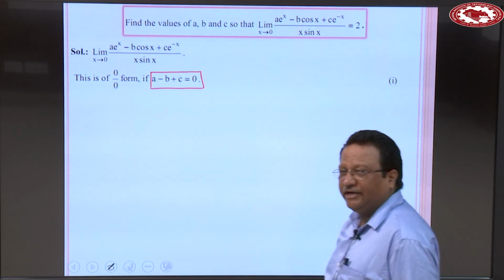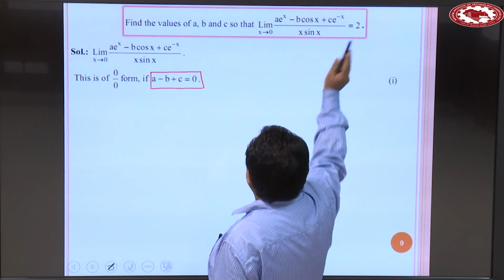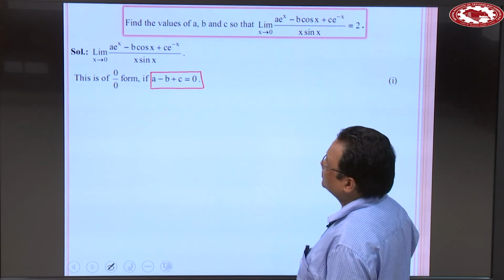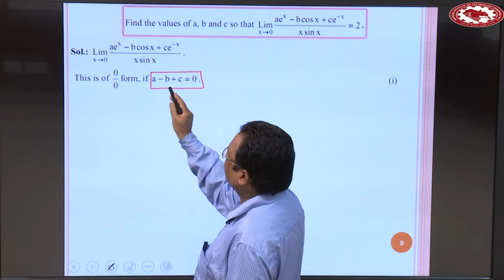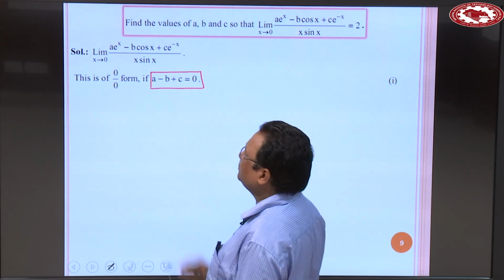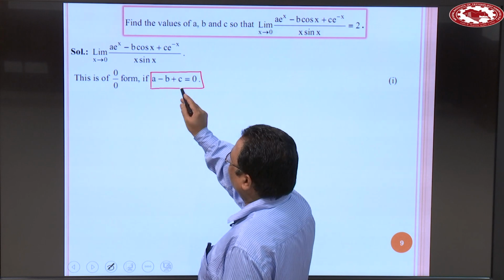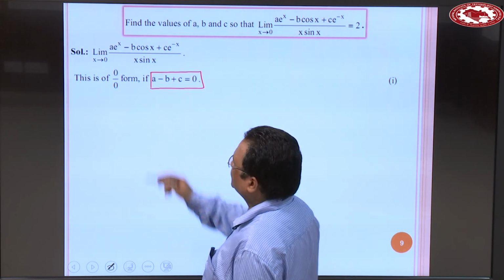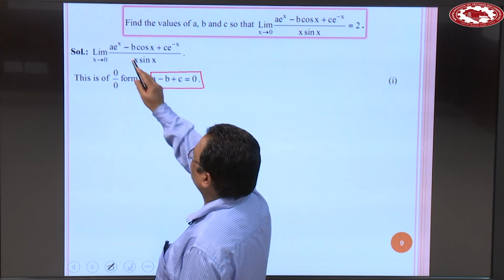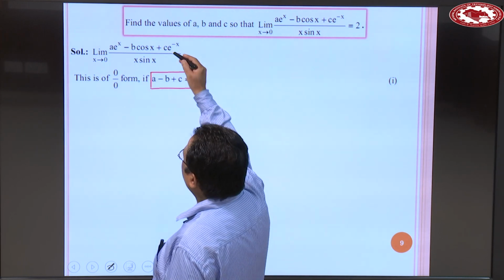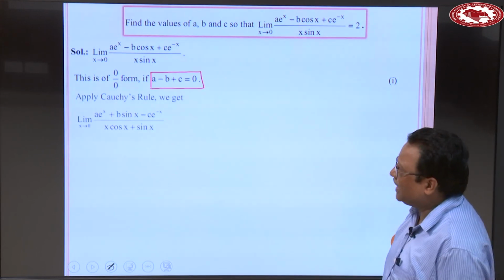Because here the denominator is 0, and if the denominator is 0, the result cannot be 2. Clear? So to make it 2, whatever equation is formed from the numerator, treat that result as equal to 0. So this is 0 over 0 form if a minus b plus c is equal to 0. When we put x equal to 0, we get a minus b plus c. So a minus b plus c is equal to 0. Then you can apply Cauchy's rule.